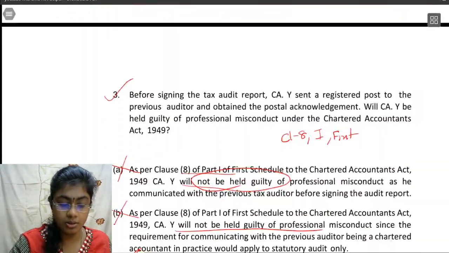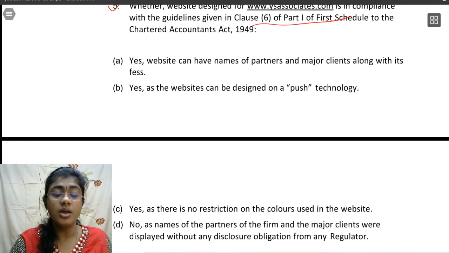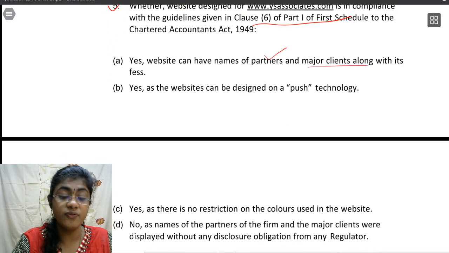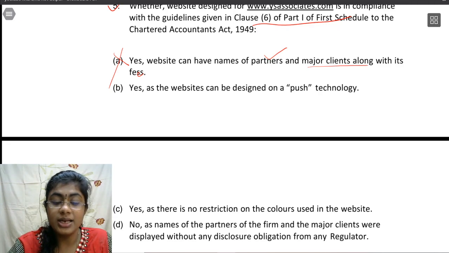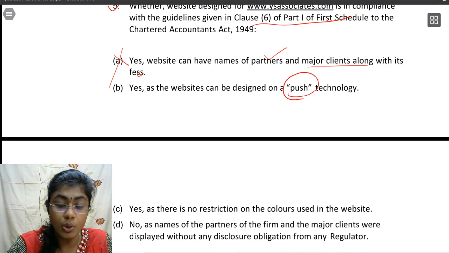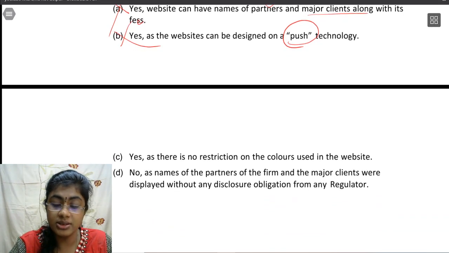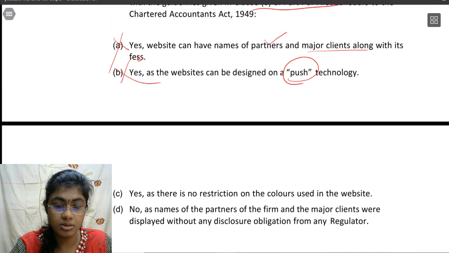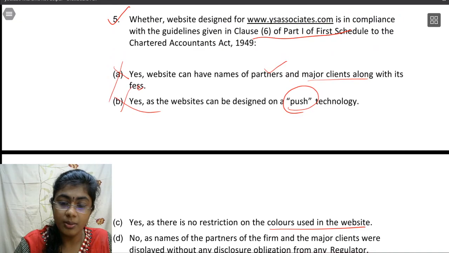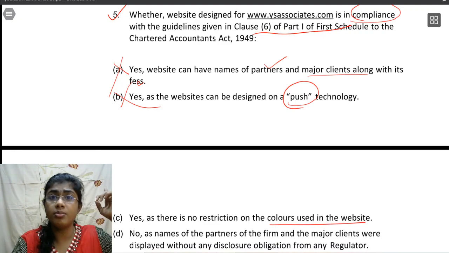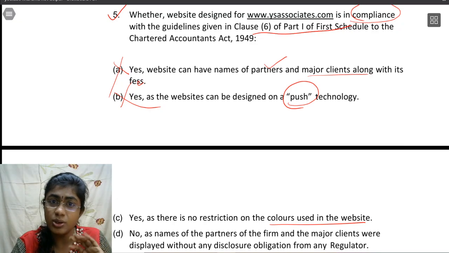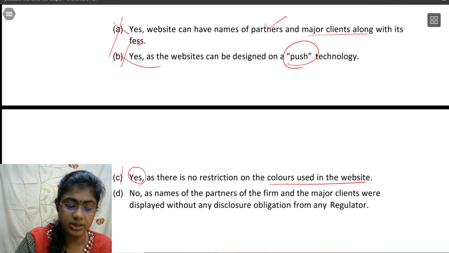So going back to the question. Yes, website can have names of partners. Yeah. Major client along with the fees. Answer is no. Yes, as the website is designed on push technology. No, it should be pull. Yes, there is no restriction on colors used in the website. See, colors used is right, but they are saying it is in compliance. Colors is okay, but is it compliance? No. Major client and push technology. So website is not in compliance. Since answer is yes, strike off. So naturally the answer should be D.